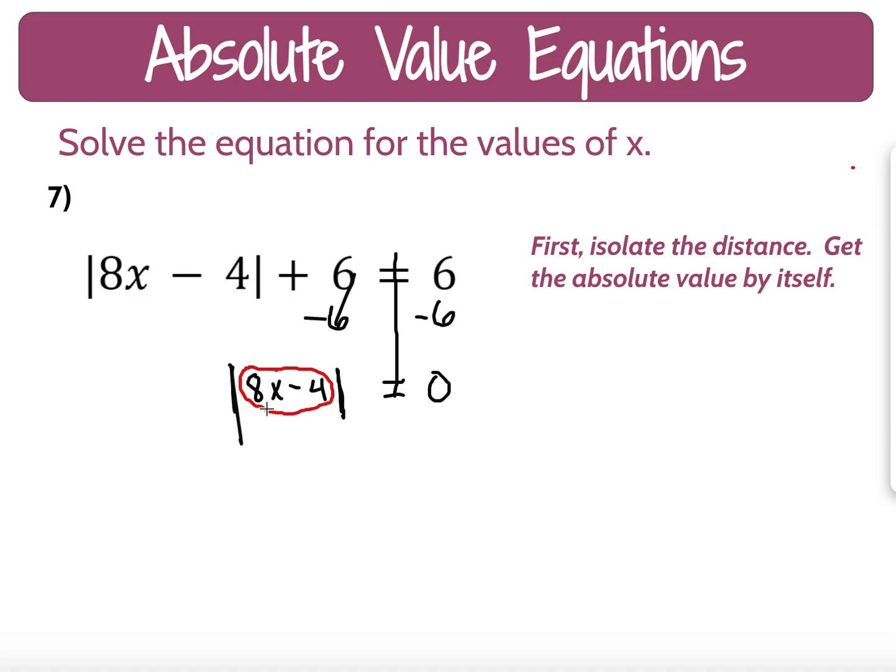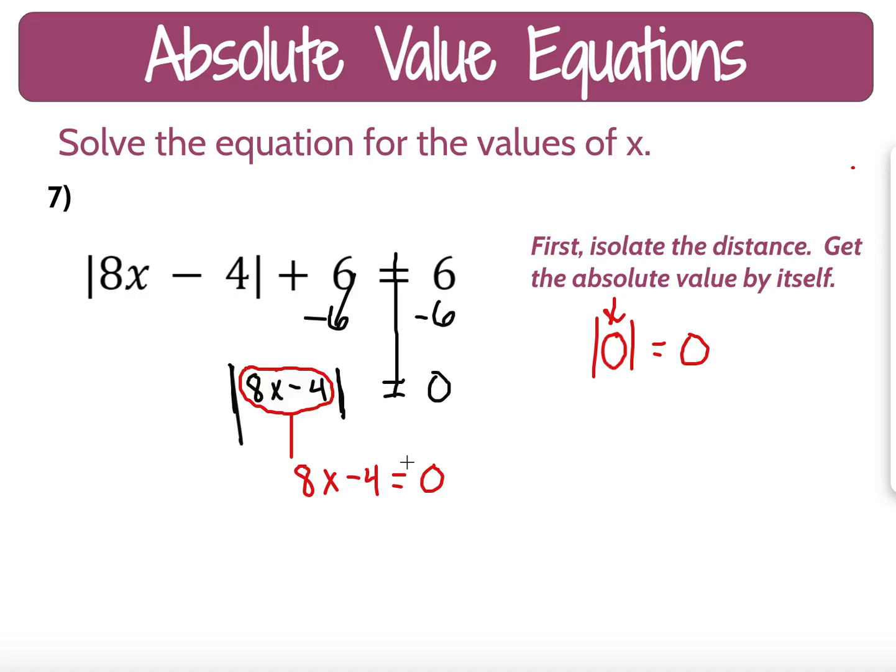What numbers could this quantity be representing? What numbers have a distance that's equal to 0 units away from 0? What would you say could go in here? Yeah, only one thing, 0. The only number that's 0 units away from 0 is 0. So instead of pulling this out twice, we're going to pull it out one time, and we're going to say that the only thing that this quantity could represent would be the number 0.